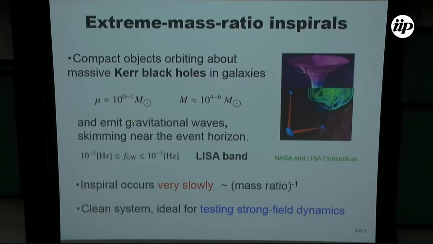Of course, this binary is a quite promising gravitational wave source and does emit gravitational waves, but the band is at lower frequency, because the typical frequency of the gravitational wave is basically the inverse of the mass. So this is the LISA band.